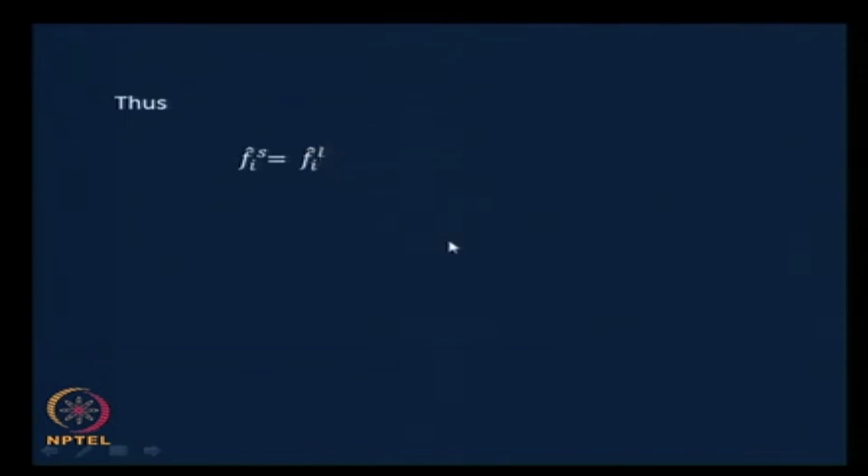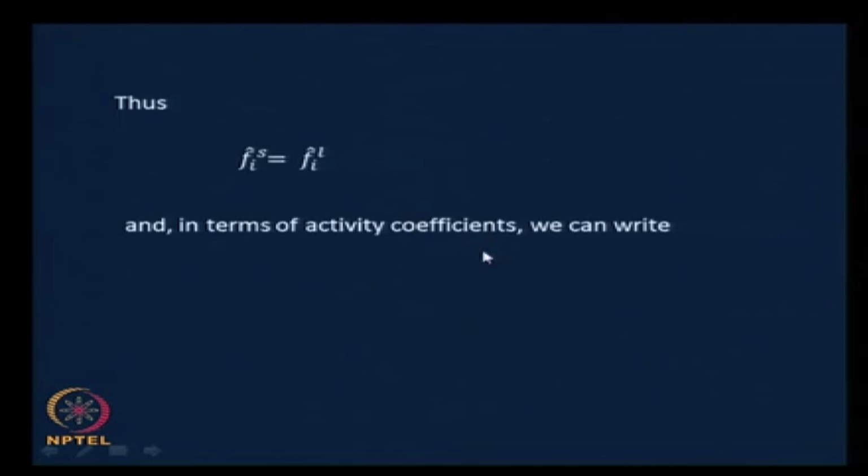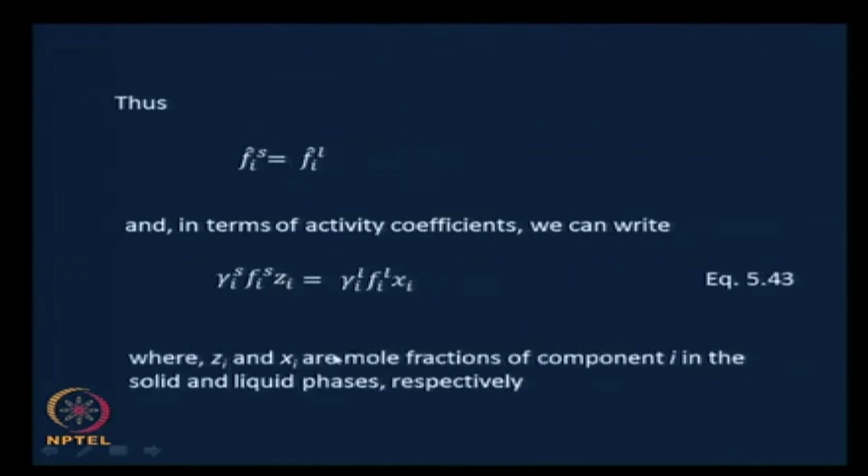equals the fugacity of the component in the liquid phase, f i L hat. And in terms of the activity coefficients, we can write for the solid phase gamma i S, the activity coefficient of the component i in the solid phase, times the pure component fugacity in the solid phase, times the mole fraction in the solid phase zi, equals the activity coefficient in the liquid phase times the pure component fugacity times the mole fraction in the liquid phase. And this becomes the governing equation for equilibrium in the solid liquid case. zi and xi are mole fractions of component i in the solid and liquid phases respectively.